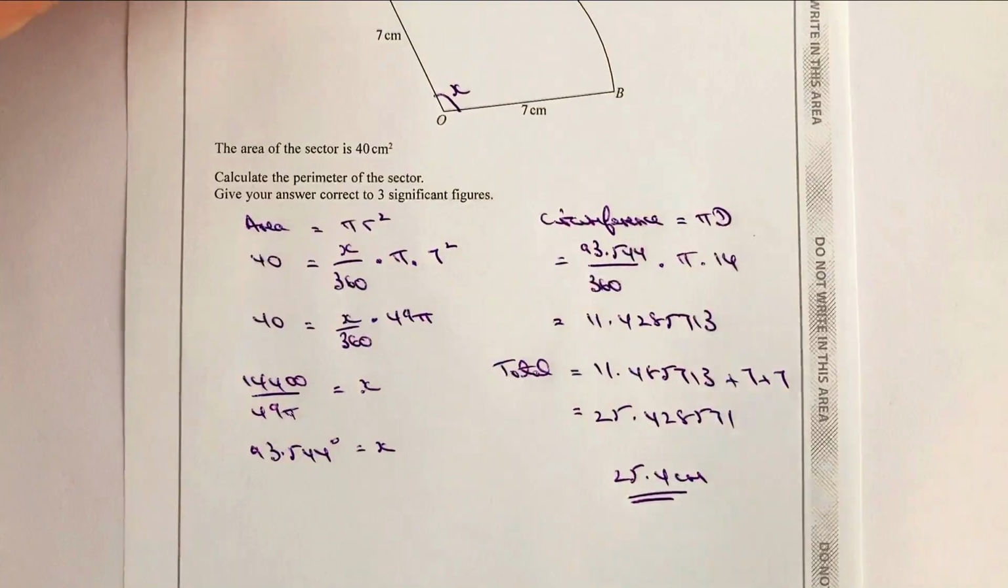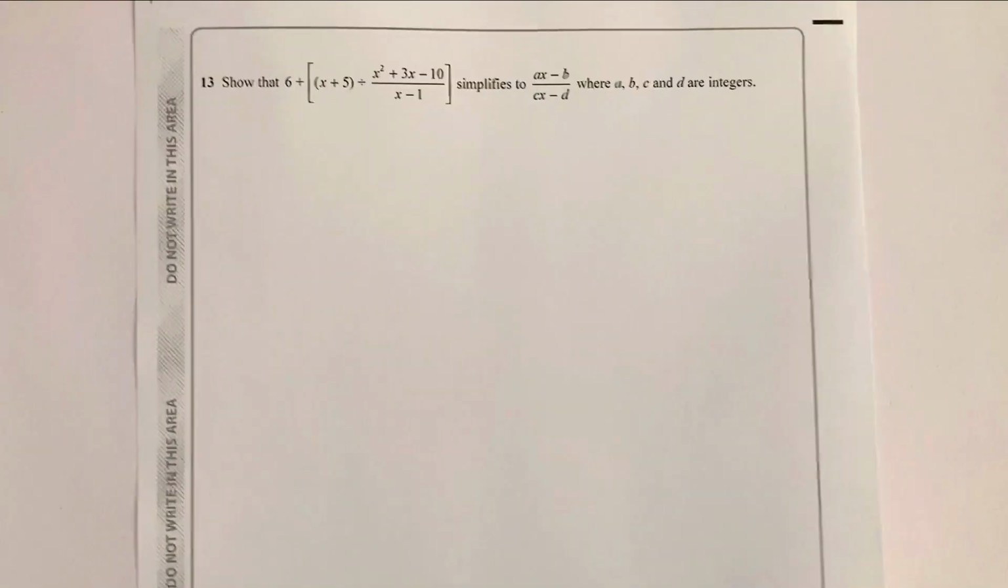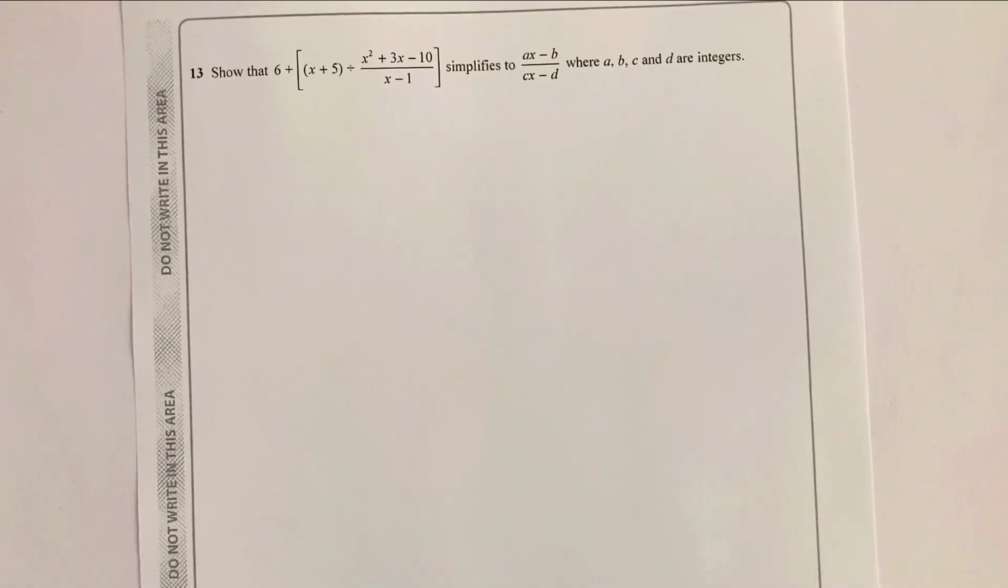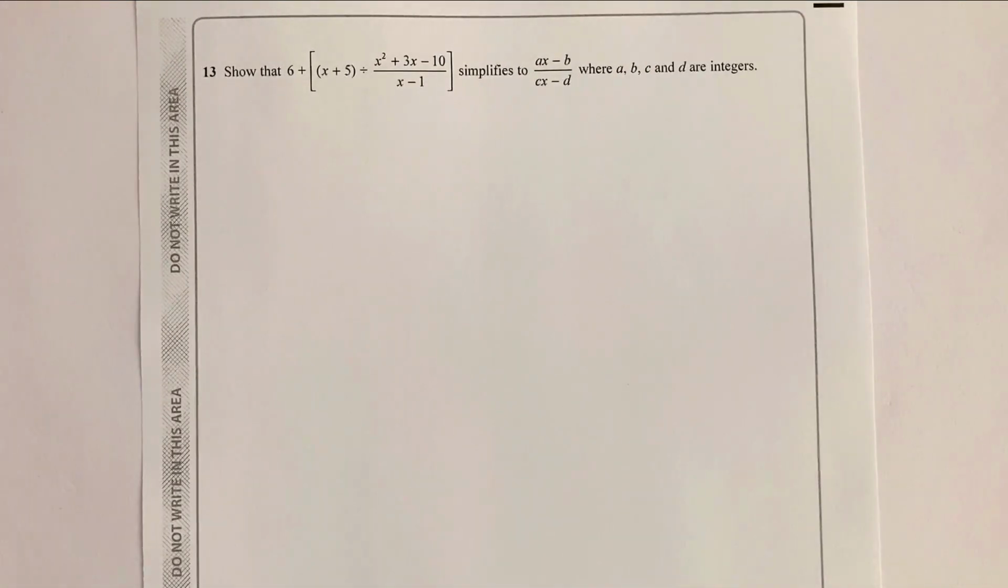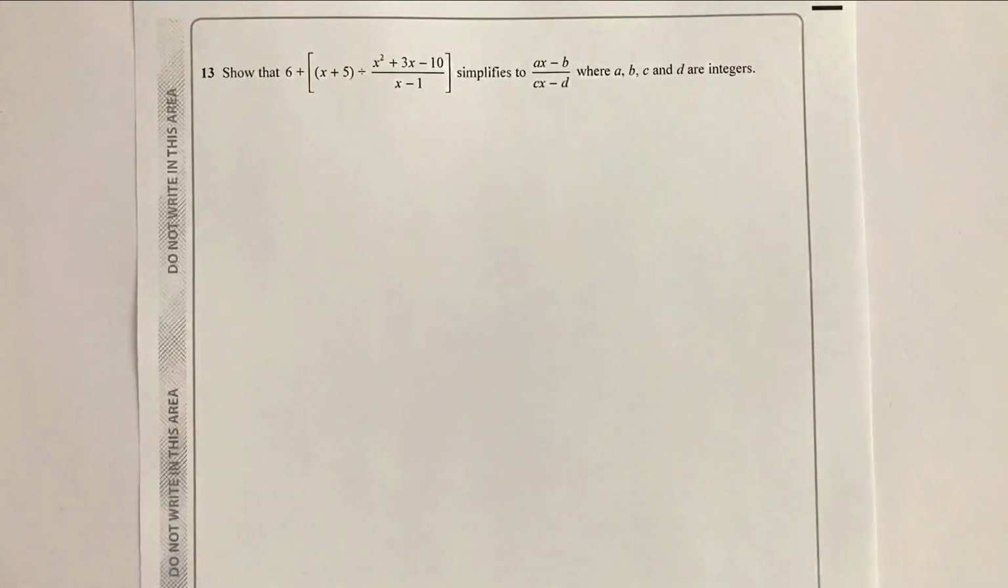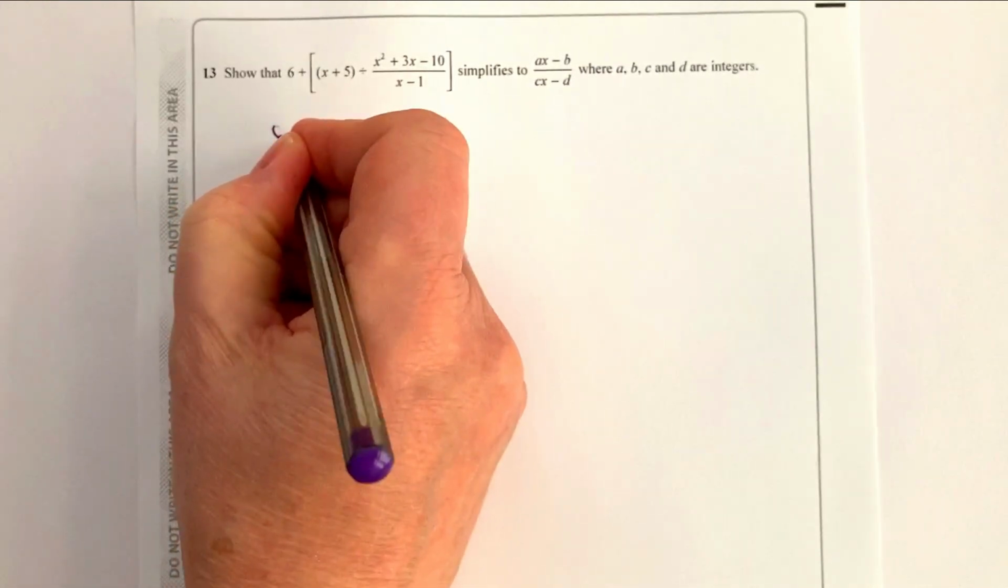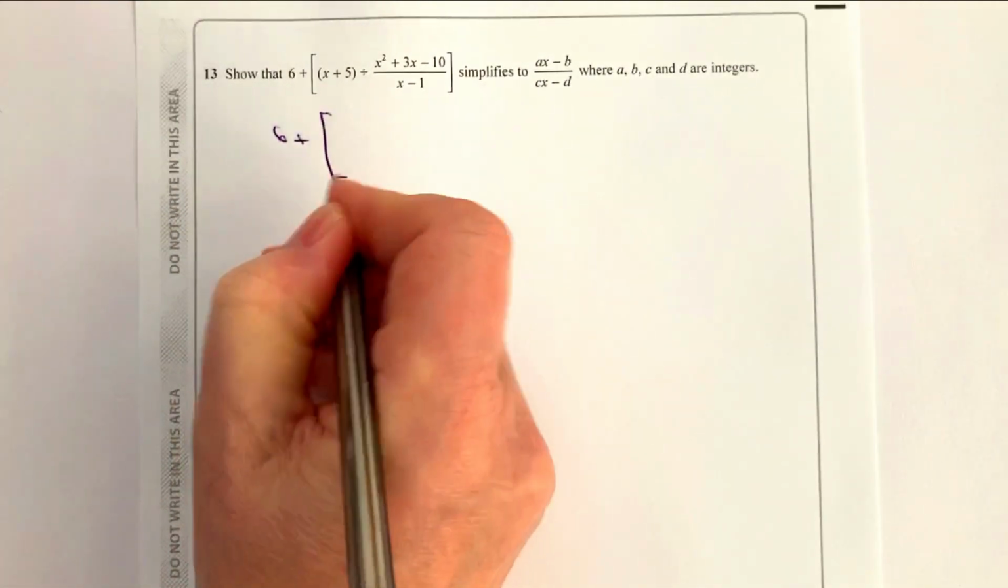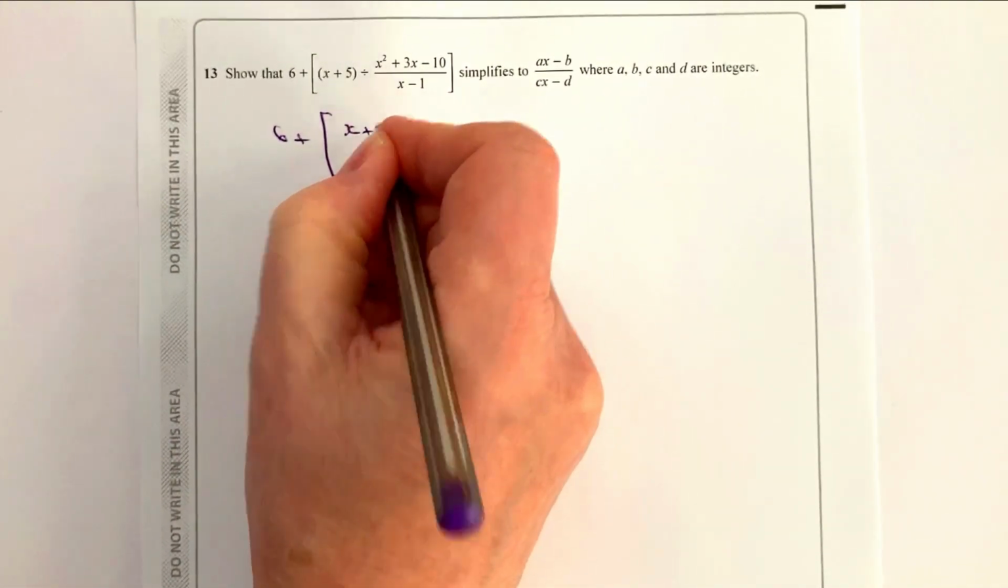Okay, let's move on then to question number 13, which is an algebra question, but it's got a little bit of work to do in this particular one. I'm not surprised they've given you a whole page to do it on. So the first thing I'm going to do is ignore this 6 plus. I'm just going to work within the brackets here. What I'm going to say is that's the same as saying 6 plus, and I'm going to keep the square brackets and make that x plus 5.